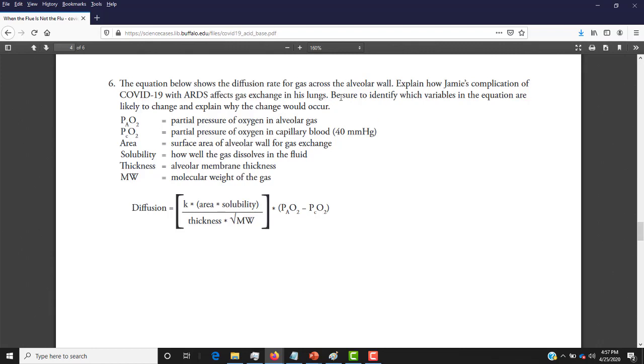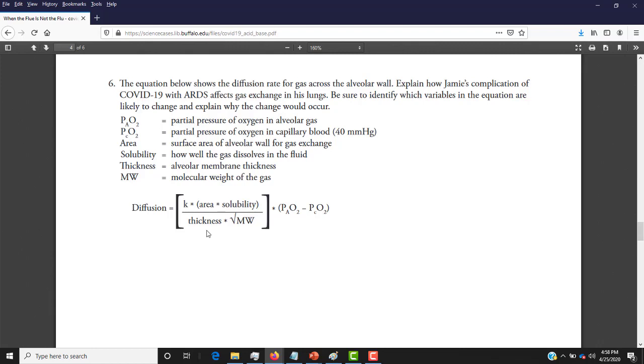All you're being asked for question number 6 is explain how his complications will affect gas exchange and to identify the variables that are likely to change. So that's all that I was looking for in question number 6. Picking out a variable in this equation and explaining why that would give you a radiograph like Jamie's in the preceding question. Something like, well, the thickness of the alveoli is going to be much thicker than normal. That's going to cause more debris to be produced.